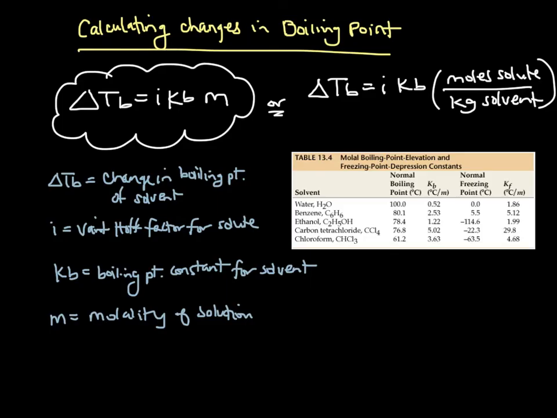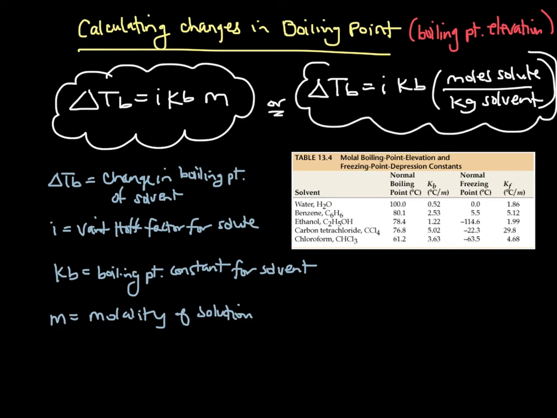As with freezing point depression, you can calculate changes in boiling point. We call that boiling point elevation because you're raising the boiling point. And you'll recognize these equations, I hope. They're exactly the same equations that you would use for freezing point depression. The difference is instead of an F, we have these little B's here. Delta TB is the change in boiling point of your solvent instead of freezing point.